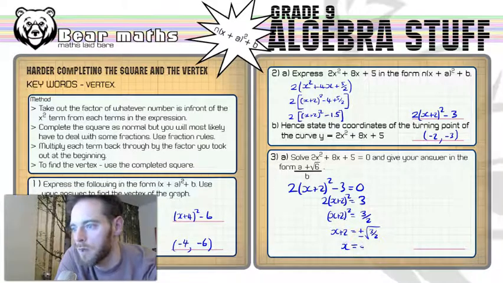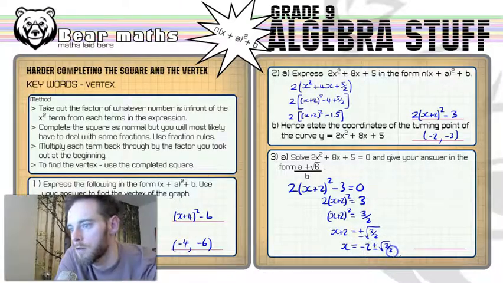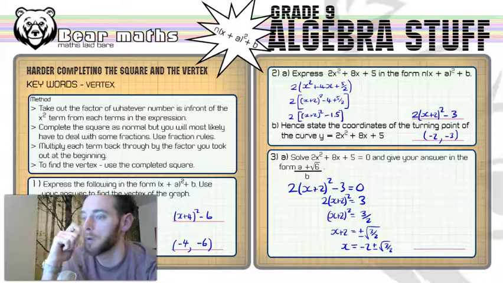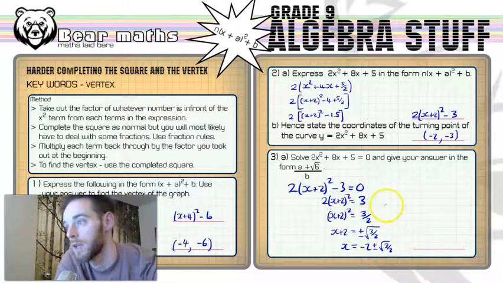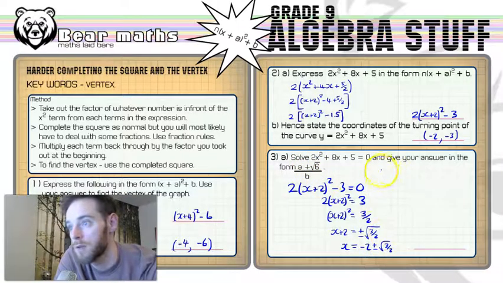X equals minus 2 plus or minus root 3 over 2, which is a slight problem because it feels like we've finished, but we haven't, because it's not in that form. We haven't got that answer yet, right? So we've got 2 solutions here. I'm going to split them into their 2 solutions. So I've got minus 2 plus root 3 over 2, and I've got minus 2 minus root 3 over 2.